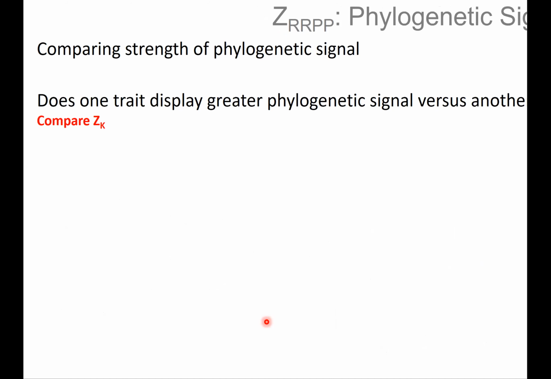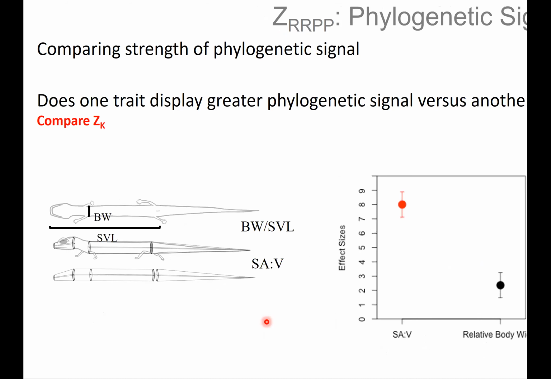We can even use these z-scores for comparing the levels of phylogenetic signal. So we very recently adapted this tool for comparing the strength of phylogenetic signal in one data set versus another.